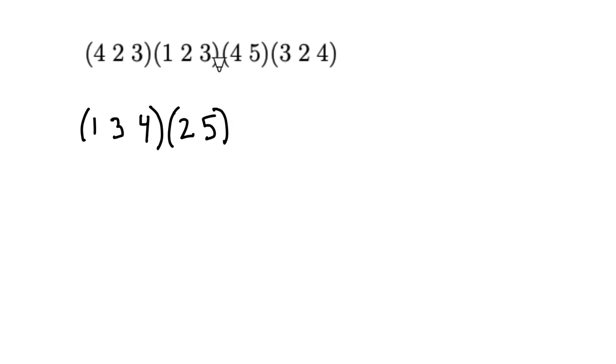So this permutation right here is in simplified form. This is called disjoint cycle notation. Notice that no numbers in this cycle are the same as numbers here. And we have rewritten this in this simplified disjoint cycle notation form.